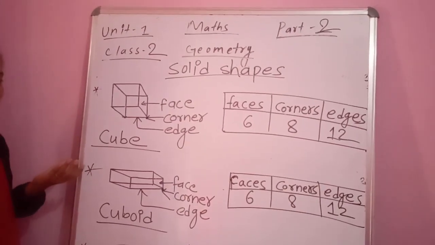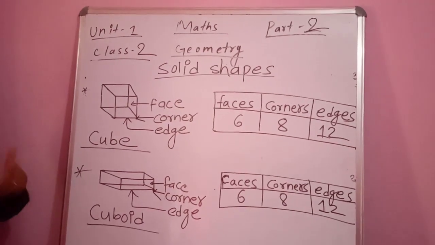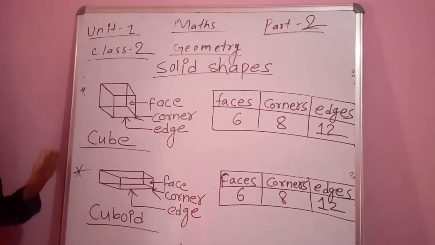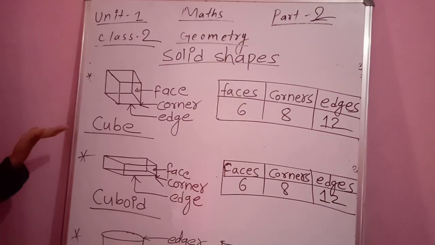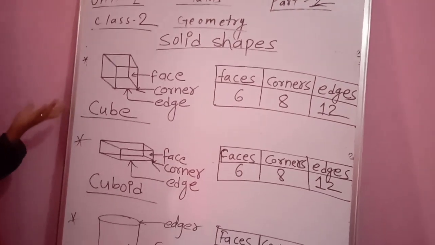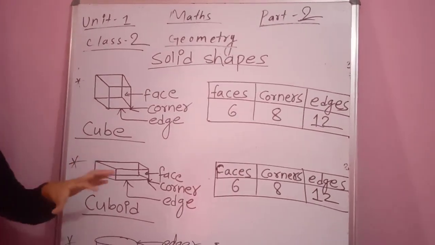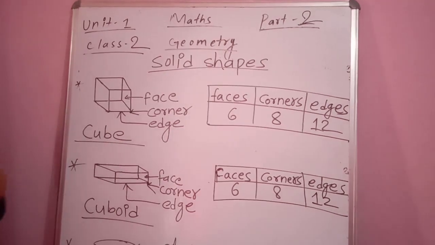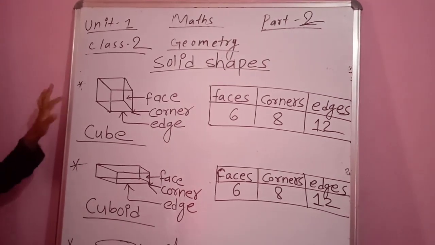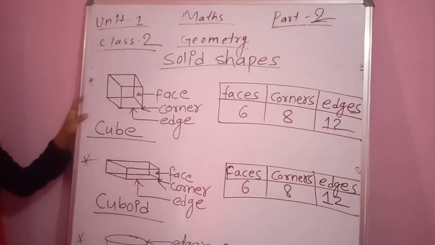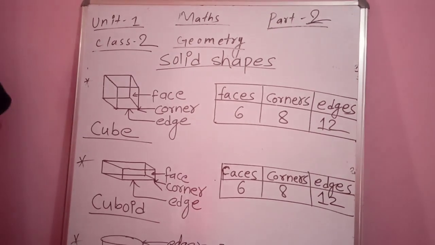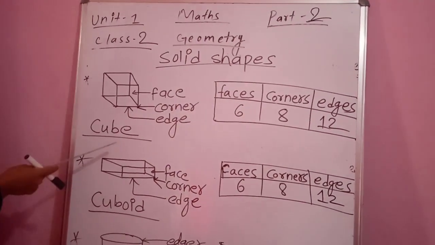How many parts does it have? There are faces, corners, and edges in the solid shapes, and how many of each they have, either about the faces, or about the corners, or about the edges. So we will discuss here. The first solid shape that I'm going to introduce in front of you all is the cube.